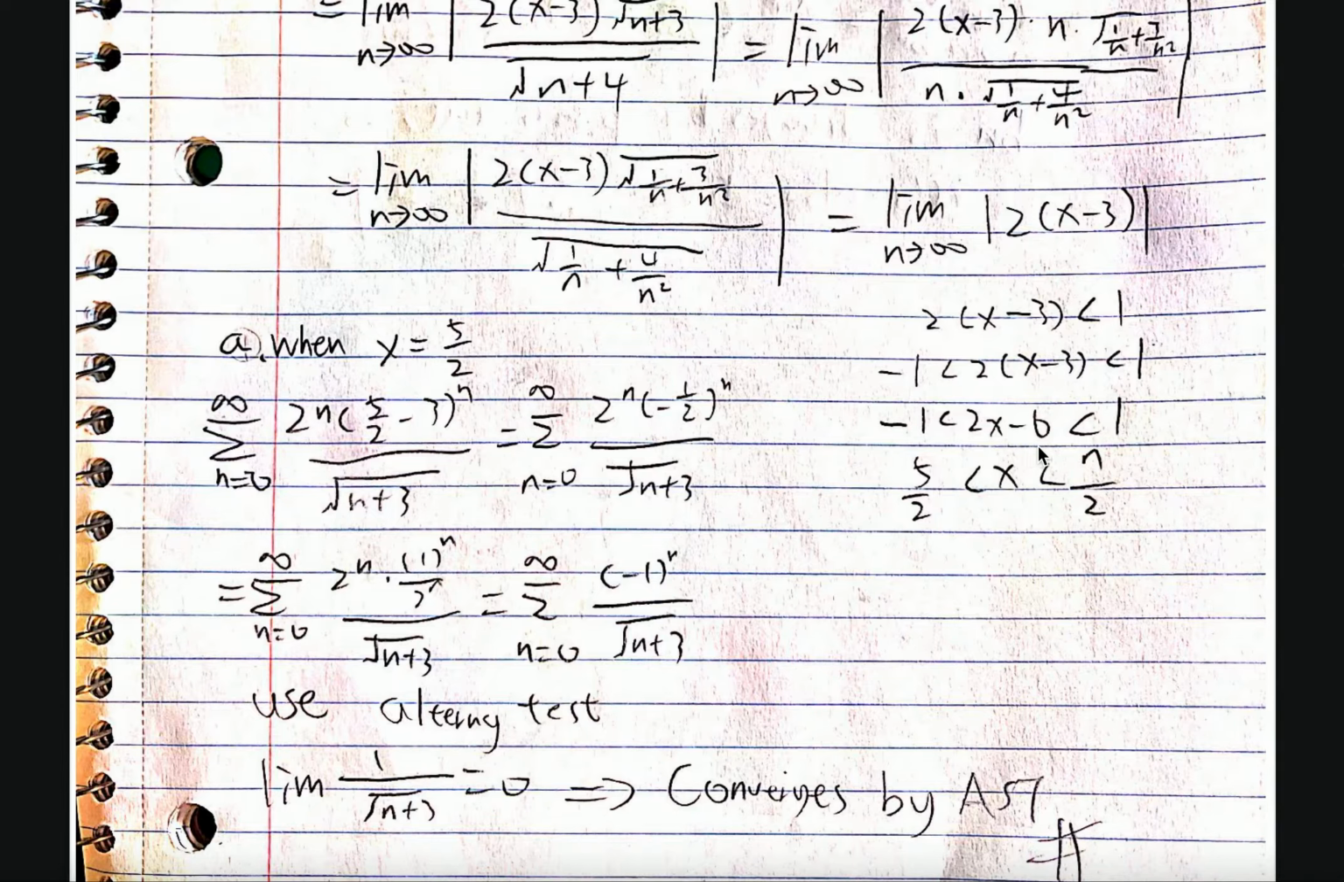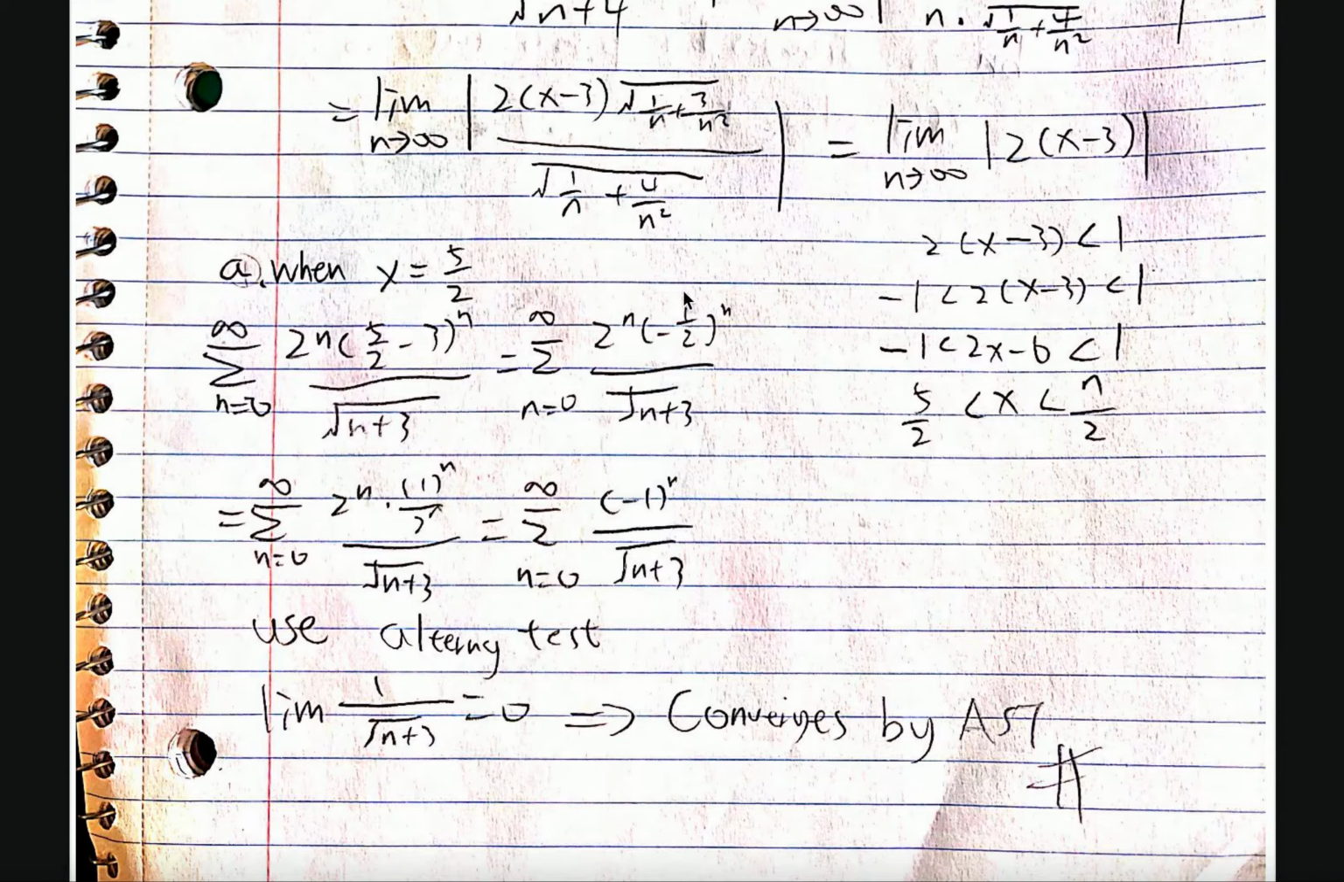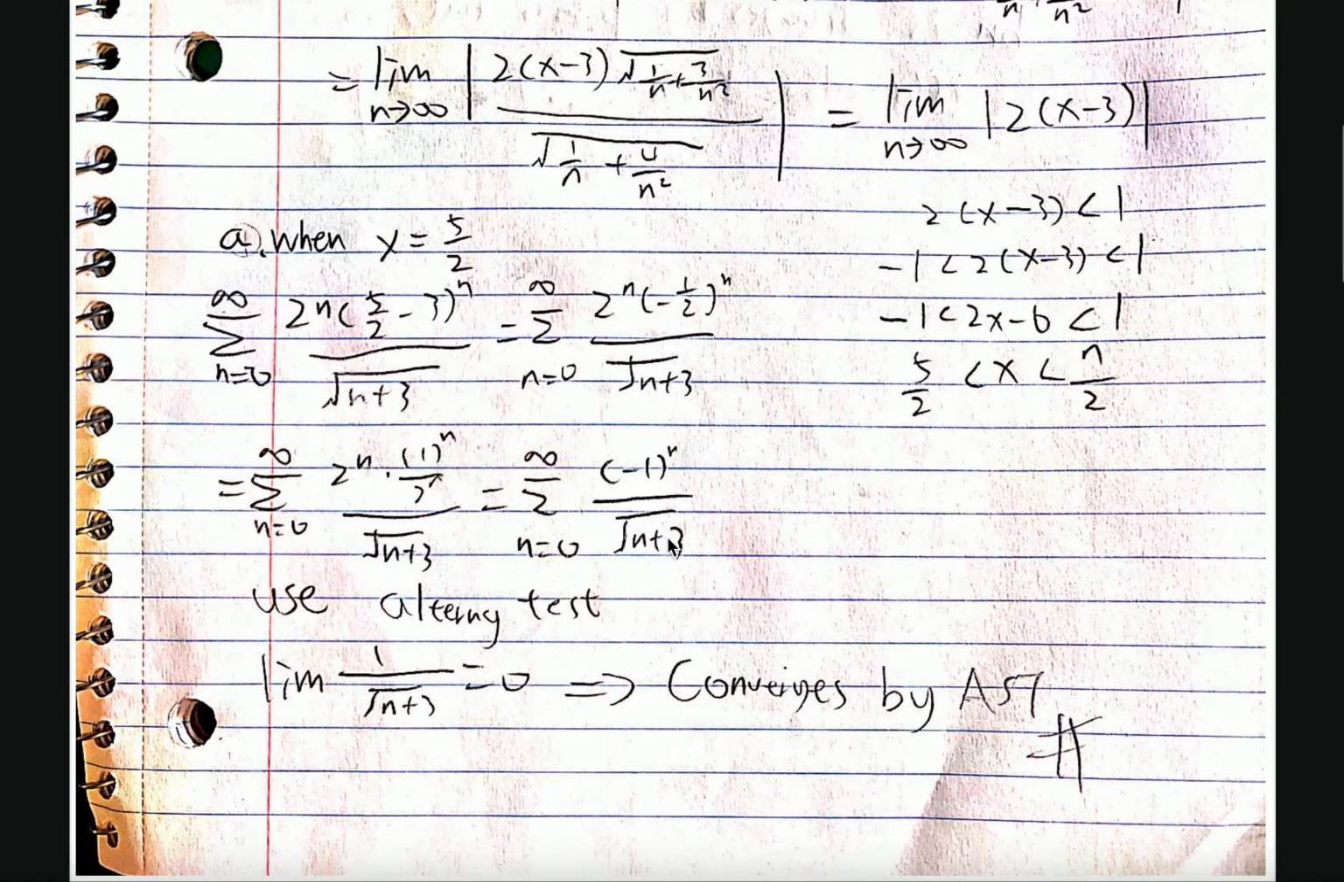And now we move on. Finally, we got x less than 7 over 2 and more than 5 over 2. So we plug in x equal to 5 over 2. We got the sum from n equals 0 to infinity of 2 to the power of n times (5 over 2 minus 3) to the power of n over the square root of n plus 3. So finally, we got the sum from n equals 0 to infinity of (negative 1) to the power of n over the square root of n plus 3.